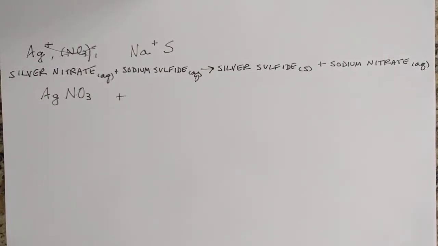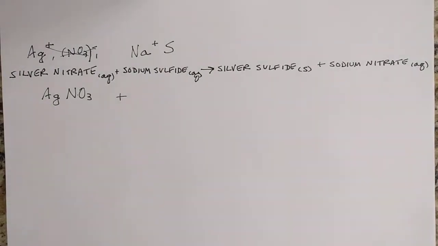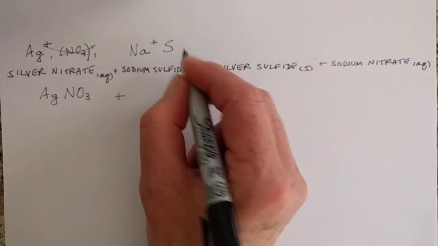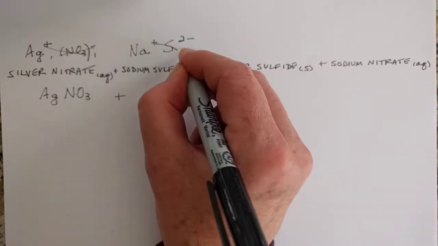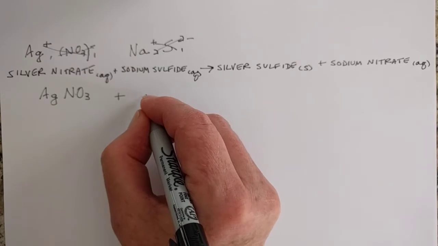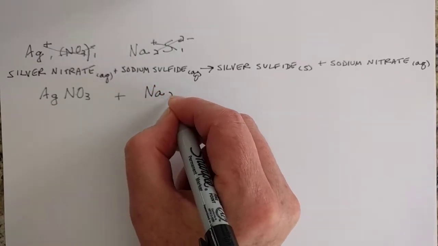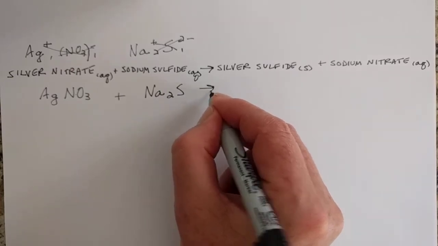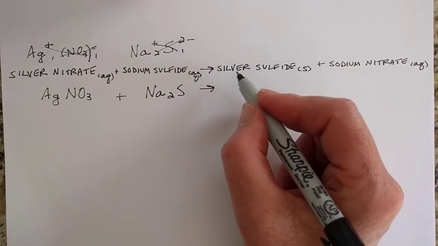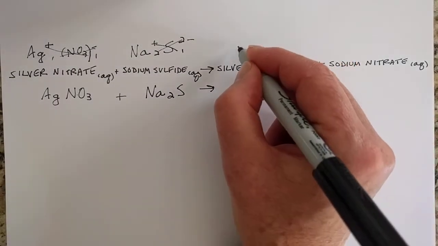Sulfide, that's the monatomic sulfur ion. It's not polyatomic. And this is a 2- ion. Cross those charges, so our formula is Na2S, also dissolved in water. All right, so our first product is silver sulfide.